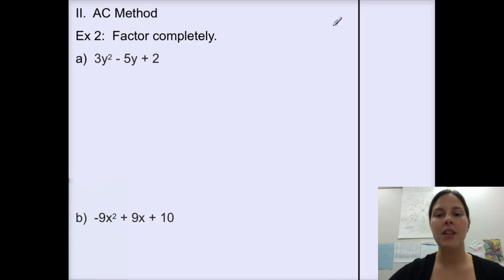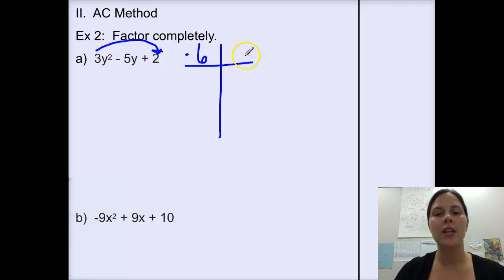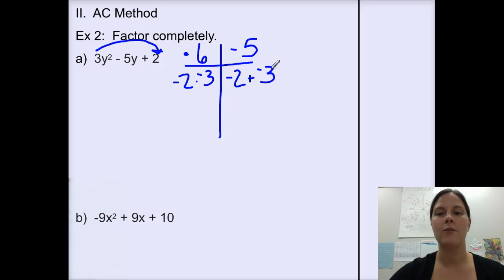Looking at our AC method, again, we start by setting up a t-chart, but not with just the constant. We multiply that lead coefficient by the constant to figure out what we're multiplying to. So in this case, we're multiplying to a 6 and adding to a -5. The numbers that both multiply to a positive and add to a negative would be 2 negative numbers, and the -2 plus -3 will add to that -5.